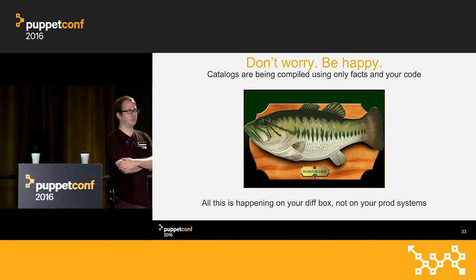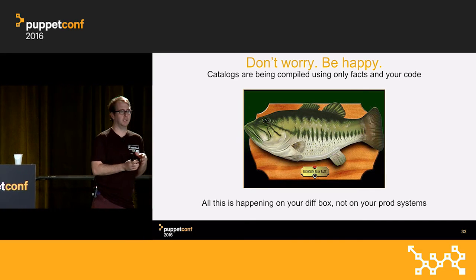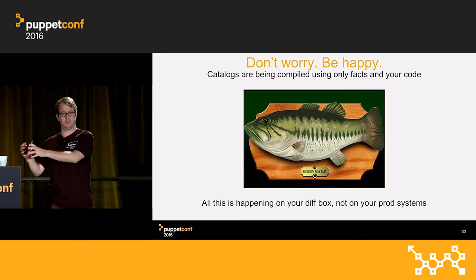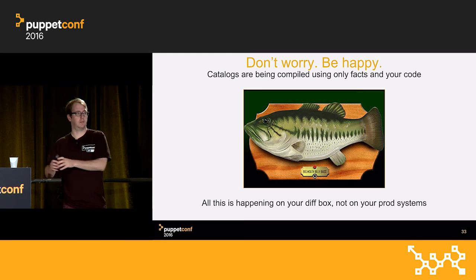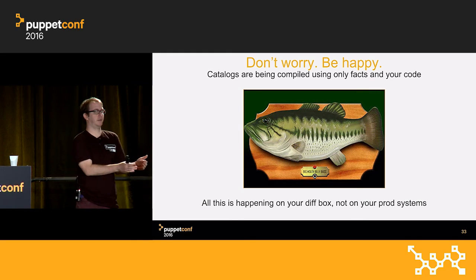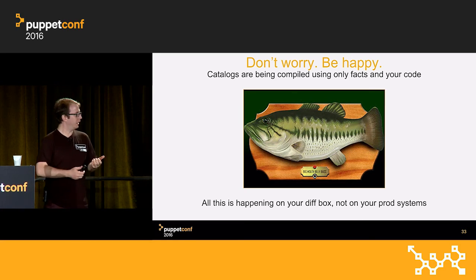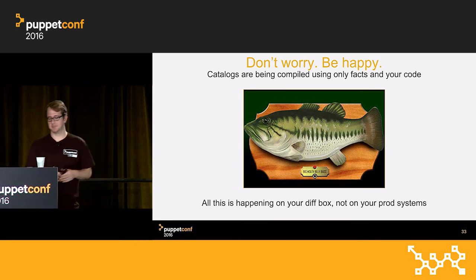So first, remember, don't worry, this is happening on the preview box. You can compile catalogs for thousands of nodes. That does not affect your agents. It does not affect your production Puppet masters. Okay? This is happening on an isolated preview box. That's why in professional services, I like using this methodology because it's very safe. Our customers trust us to not break production, and this is how we do that.